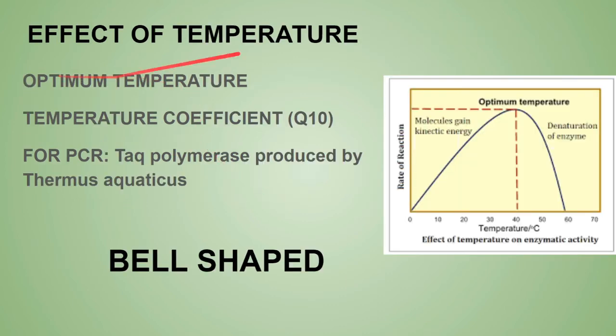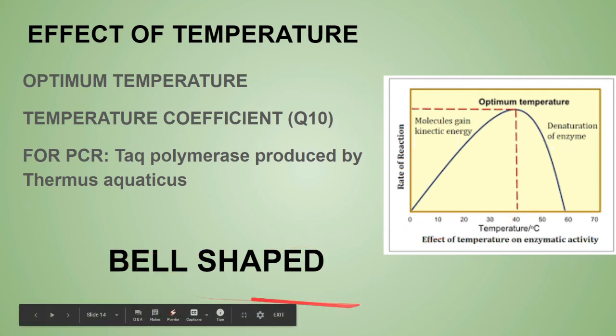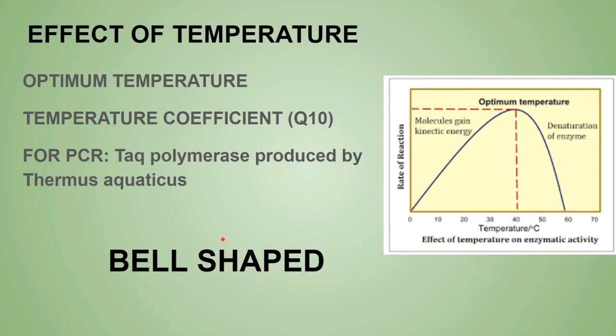Next is the effect of temperature. Now remember, the graph for the effect of temperature is bell shaped. The velocity of the enzyme reaction increases when the temperature of the medium is increased and reaches a maximum and then falls. It will continuously increase, reach the maximum velocity, and after a particular temperature, denaturation of the enzyme will occur, and the graph will go downwards.